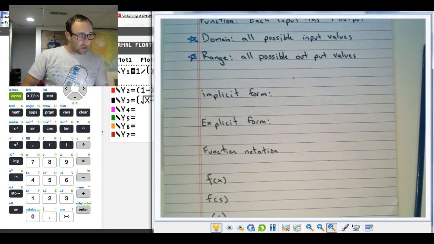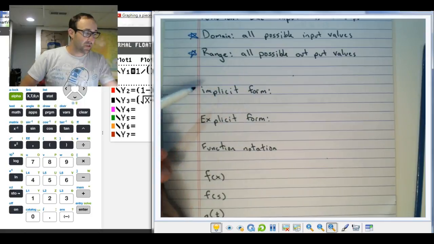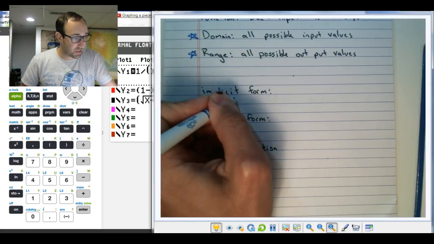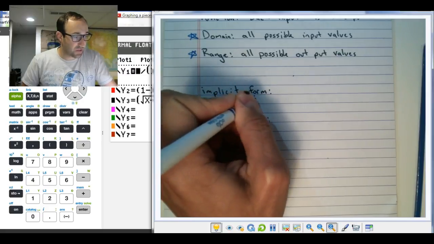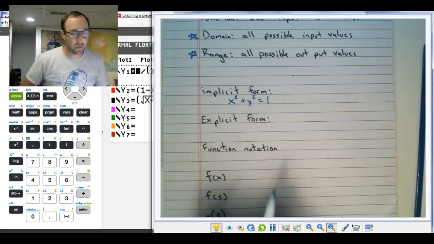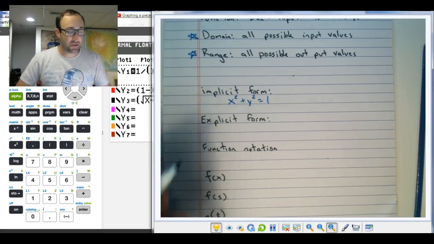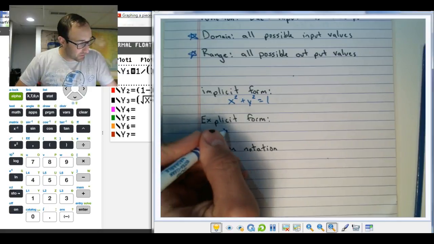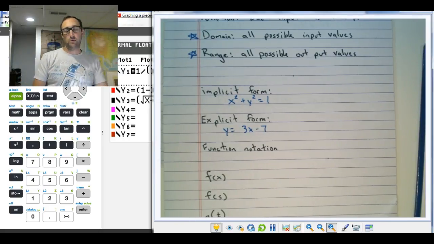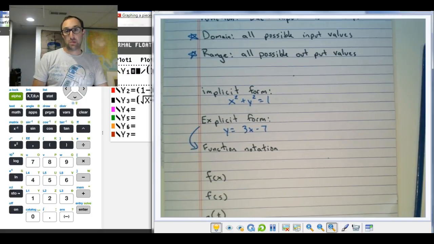Next, there are several forms that we can talk about: implicit, explicit, and also function notation. Implicit form is when x and y are on the same side, right? So we've got x squared plus y squared equals 1, on the same side of the equal sign. That's called implicit form. Explicit form is when you solve for y, like y equals 3x minus 7. That's explicit form, meaning it's solved for a variable. Explicit form and function notation are kind of the same thing.